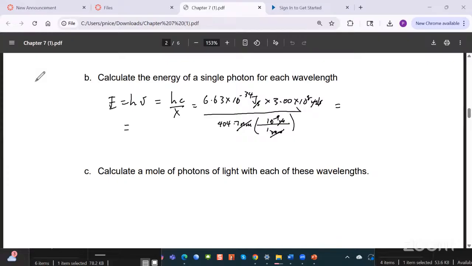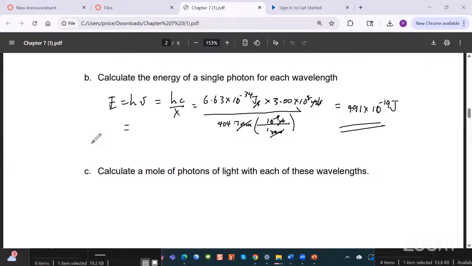6.63 times 10 to the minus 34 times 3 times 10 to the 8. And then divide that by 404.7 times 10 to the minus 9. And according to my calculation, the answer is 4.9. Let me see, how many sig figs? 3 sig figs. So 4.91 times 10 to the minus 19 joules. All right? And that's how that is done.